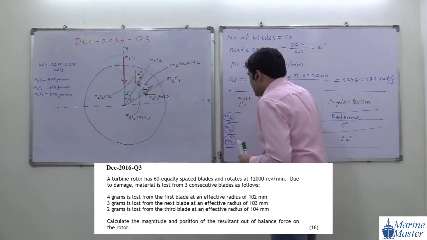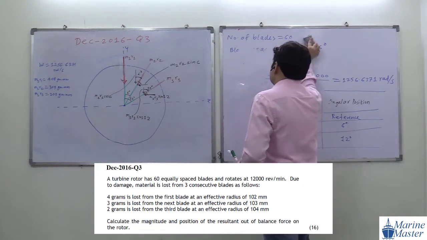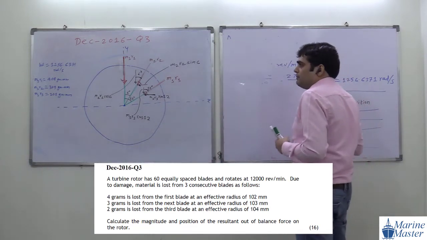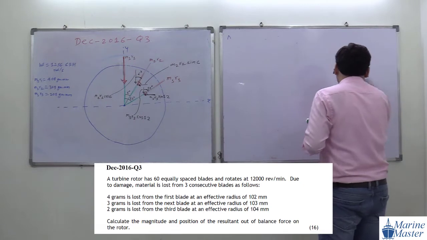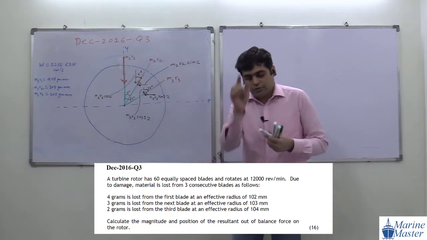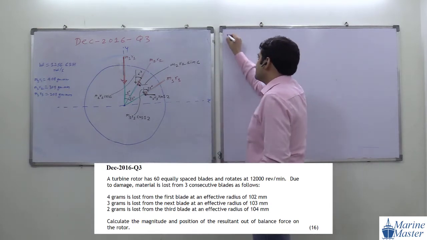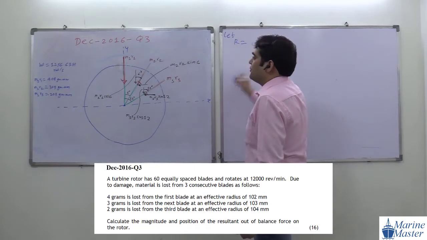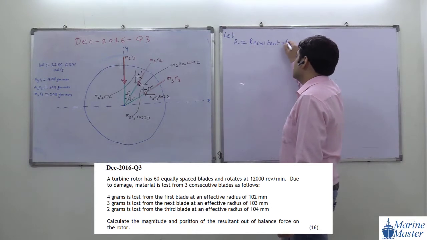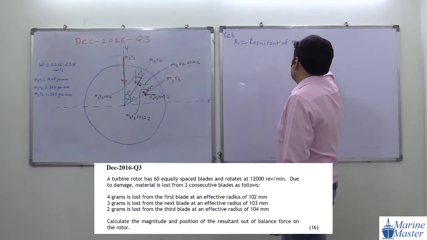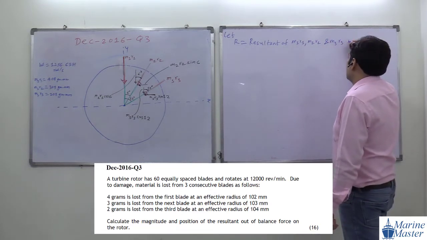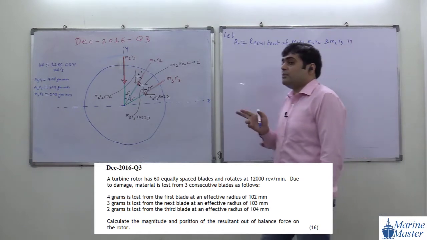Now our target is to find the out of balance force. And out of balance force is the resultant of these 3 forces. And how do we get the resultant? So we will start our discussion. Let R be equal to the resultant of M1 R1, M2 R2 and M3 R3.